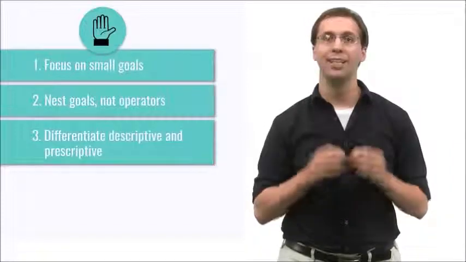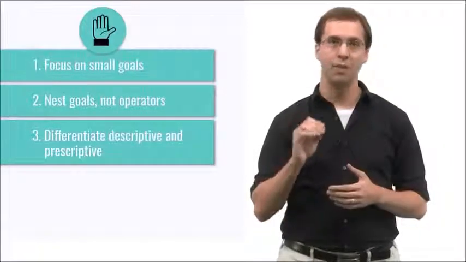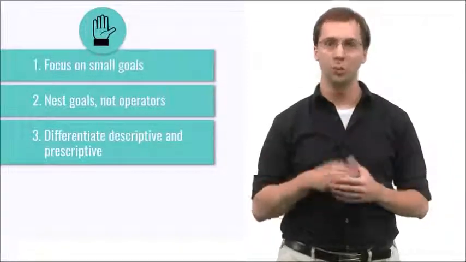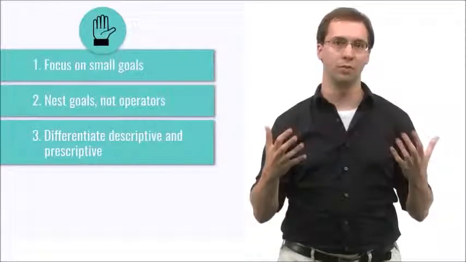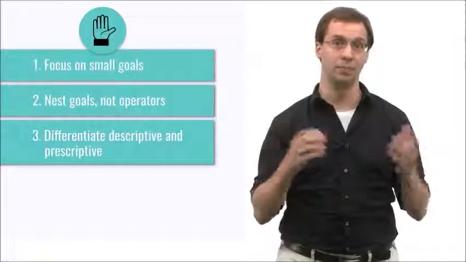Number 3, differentiate descriptive and prescriptive. Make sure to identify whether you're building a model of what people do or what you want them to do. You can build a GOMS model of what people should do with your interface, but you shouldn't trick yourself into thinking that's necessarily what they will do.